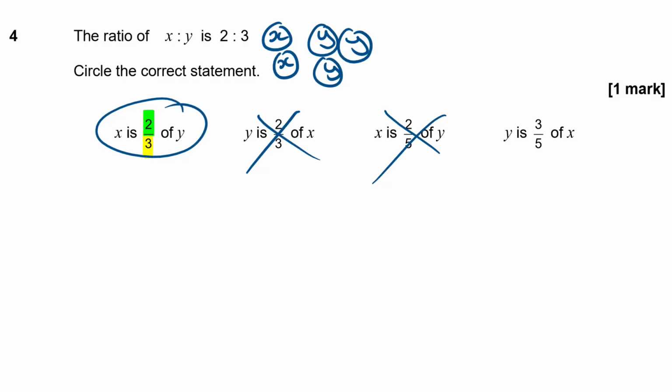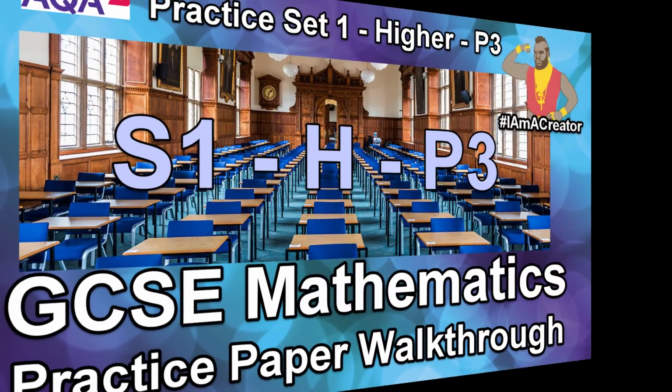I've got 2x. And then y is 3/5 of x. Again, if I take my 2x's and I divide it by 5, I'm going to get 2/5. And if I then times it by 3, I'm going to get 6/5. So that one doesn't work either. So the only statement that is correct is that first one.